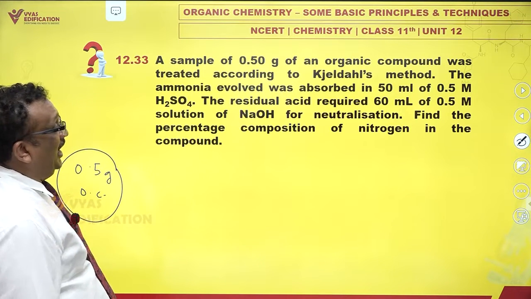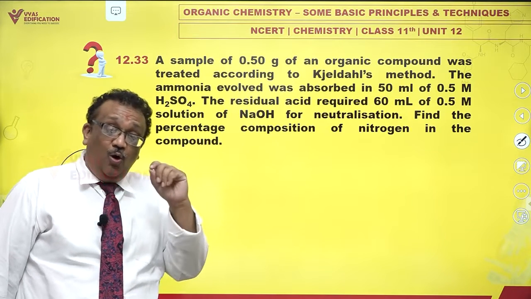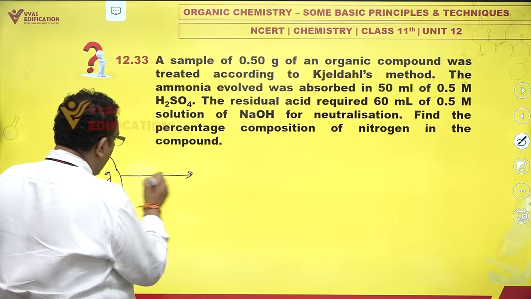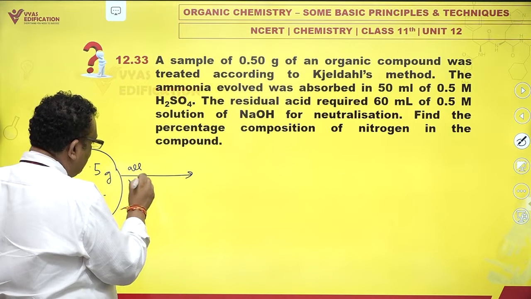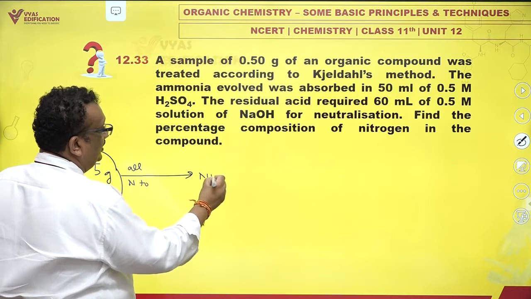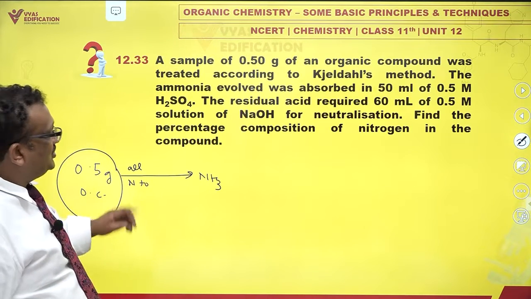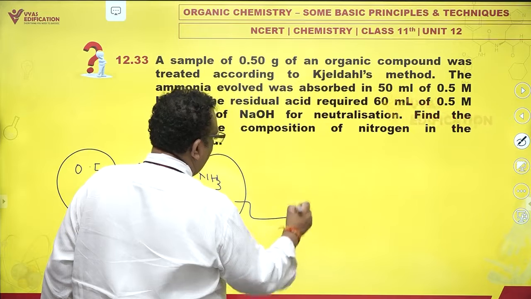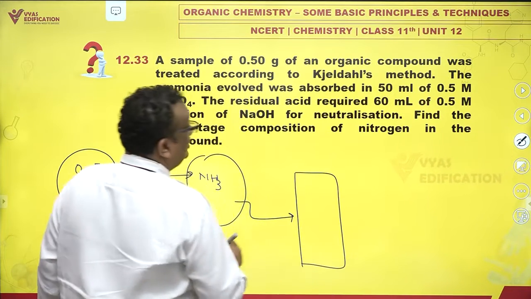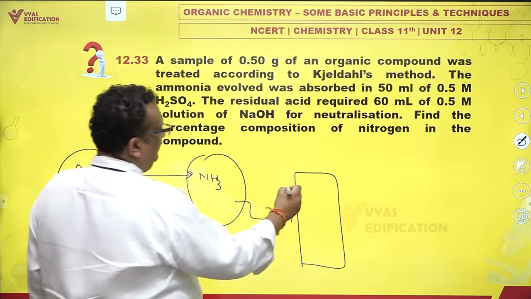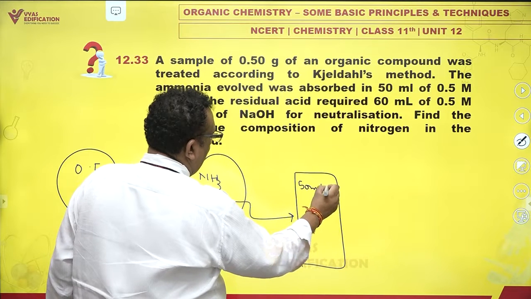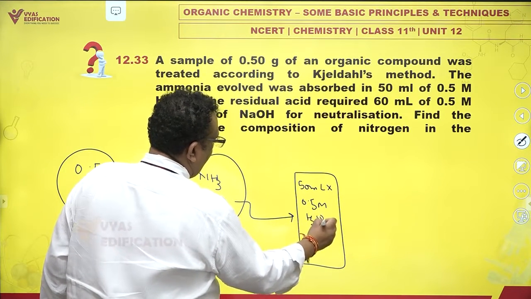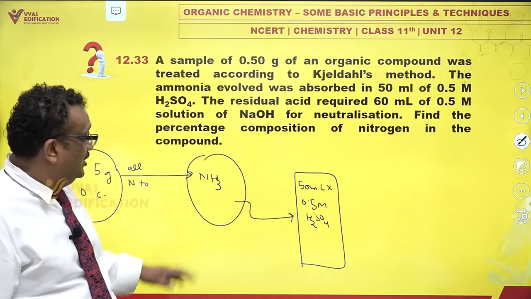Lovely. And what happens in Kjeldahl's method? All the nitrogen is converted to ammonia. So I have all nitrogen to ammonia. And this ammonia which was evolved was absorbed in what? 50 ml of 0.5 molar H2SO4. Fantastic. So what happens?